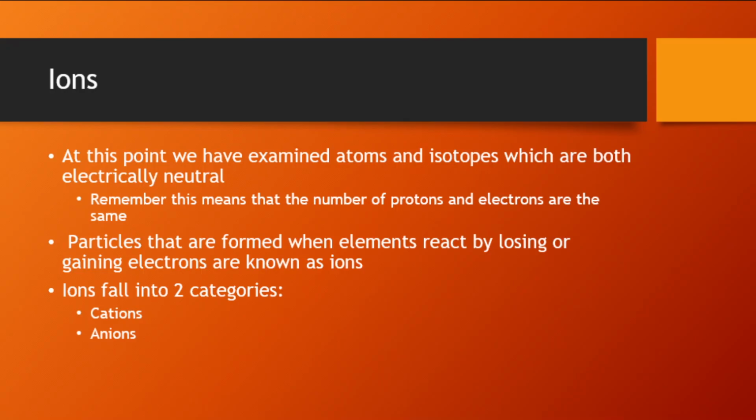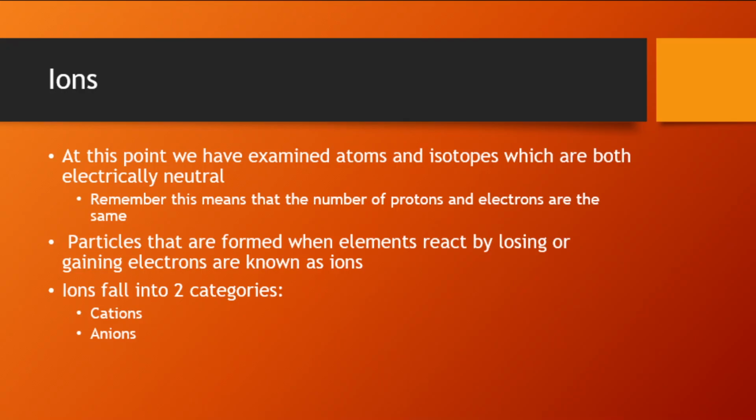Now, again, just as a reminder, at this point, we've only been looking at atoms and isotopes, which are electrically neutral, right? And so with these ions, this is where we start to get into understanding chemical reactions. This is where chemical reactions come into play, because as those electrons are lost and gained, it changes the properties of the atom and allows it to form essentially a new substance, okay?